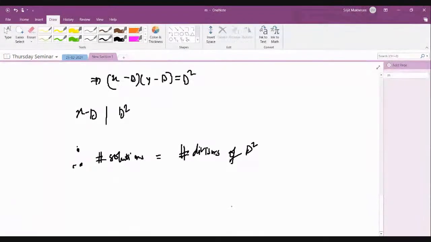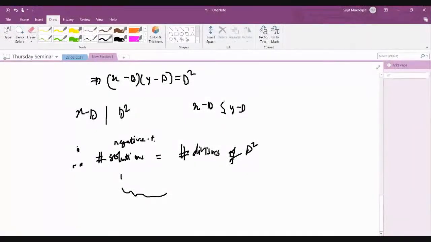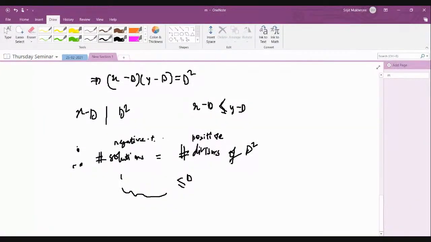Why? Because we include negative plus positive solutions. Since x minus d is less than or equal to y minus d, all the positive solutions will be of the form less than or equal to d, and all the negative solutions will be on the other side. So essentially it's the same: the positive divisors of d squared, and the negative plus positive solutions. So therefore, what do we get?